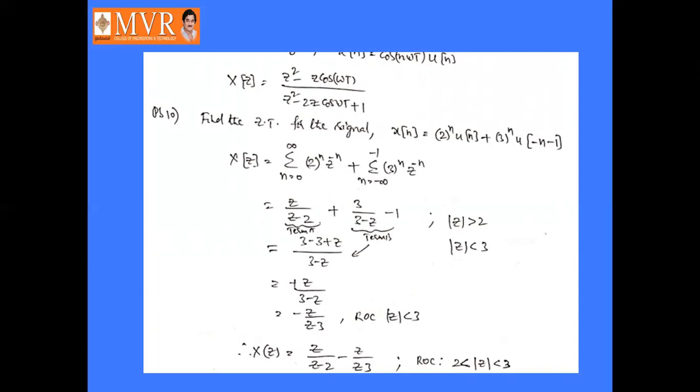So here z is greater than 2, z is less than 2. So by taking LCM, it will become minus 3 plus z by 3 minus z, or z by 3 minus z, or we can write this as minus z by z minus 3. Here ROC z is less than 3. So finally x of z is z by z minus 2 minus z by z minus 3. Here ROC is in between 2 and 3.